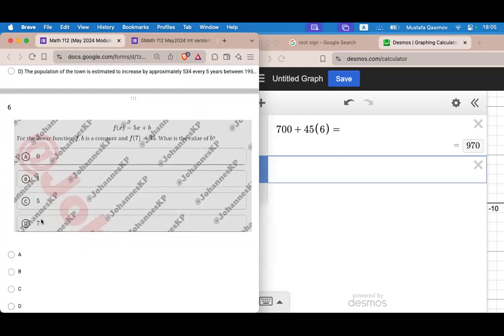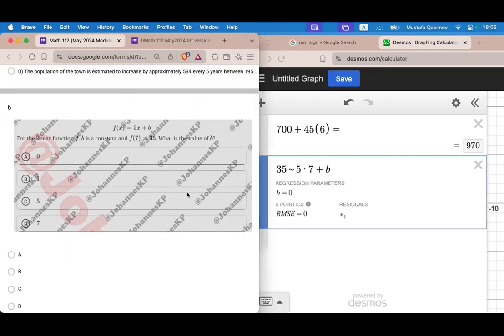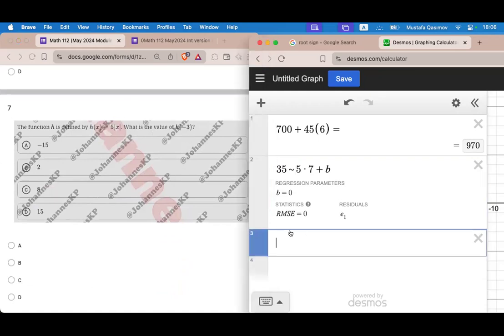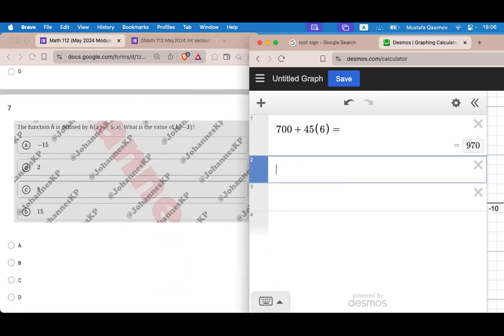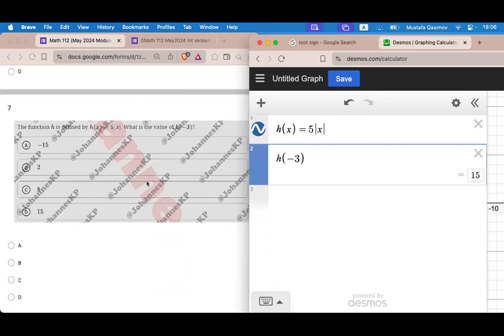6. You can write this number instead of x and f of x. It will be like this. 35 is equal to 5 multiplied by 7 plus b. And here b will be 0. 7. It says that h of x is equal to 5x. And what's the value of h? Negative 3. 15. D.